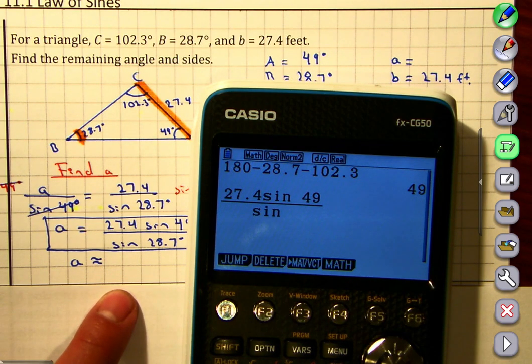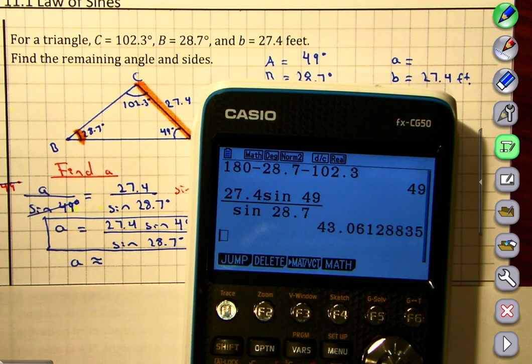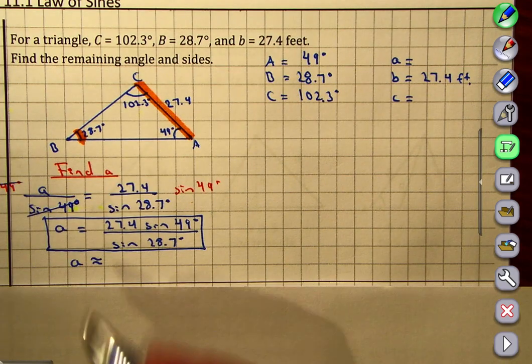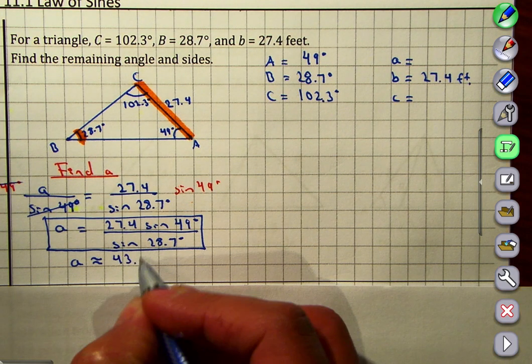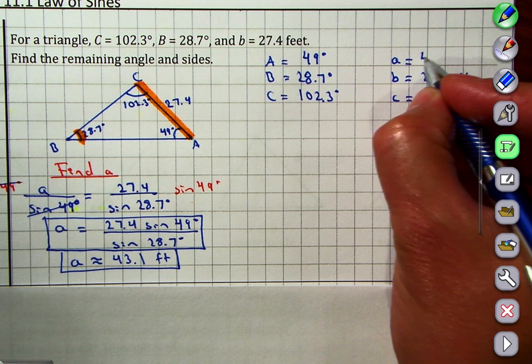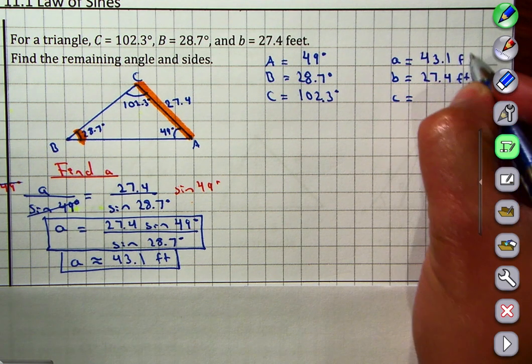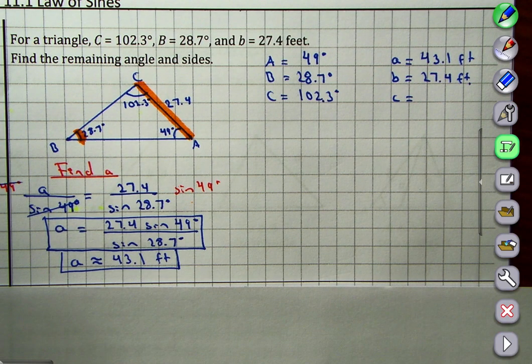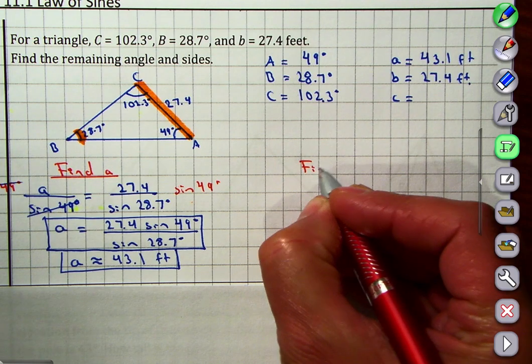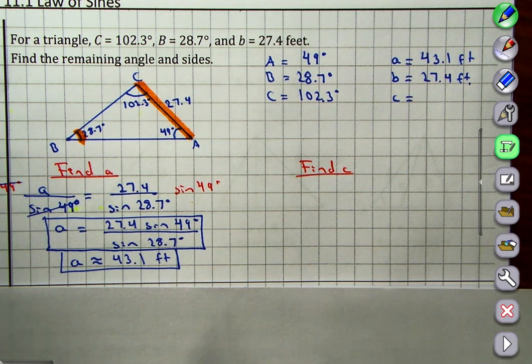And if I can type it in correctly, it'll be 43.1. It'll be 43.1 feet. And let me go and label up here. Now, go and find C, and then we can compare our answers. Go and pause it, find C, and see what you get.